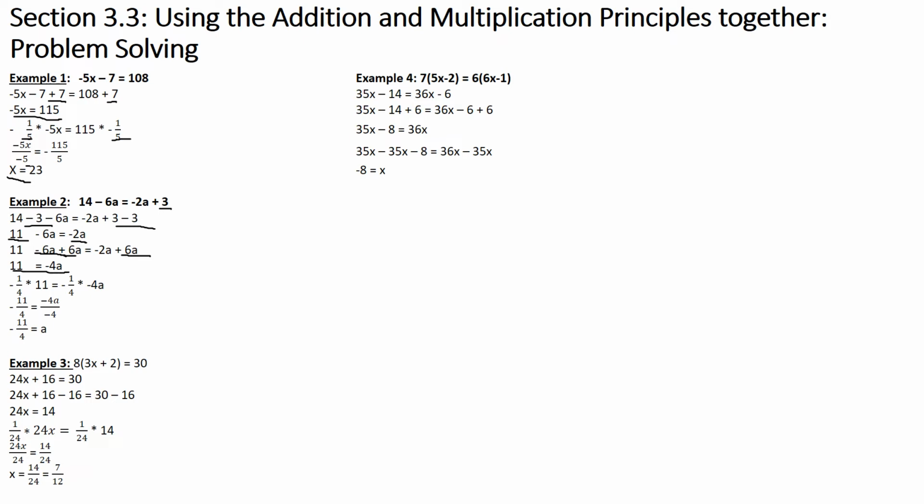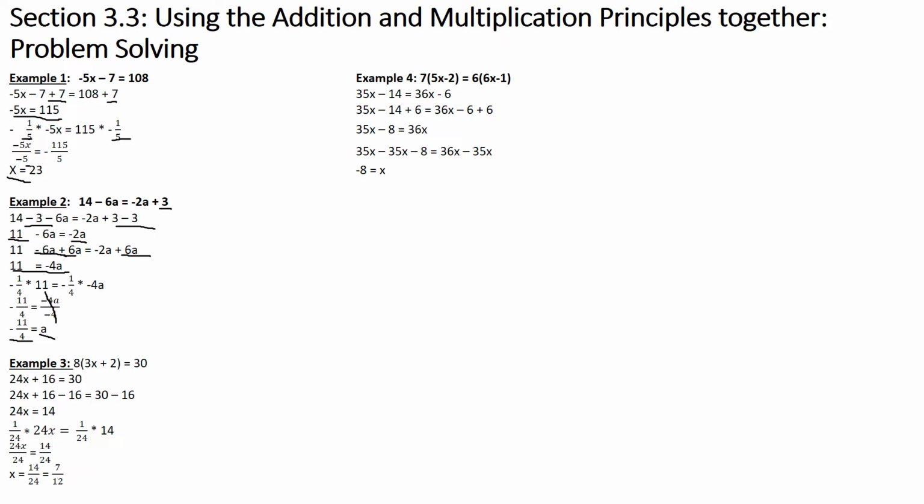I want to turn that negative 4a into an a, so multiply both sides by negative 1/4. Negative 1/4 times negative 4a, two negatives become positive, simply leaves an a here. And on the left, negative 1/4 times 11 is negative 11/4. So a equals negative 11/4.